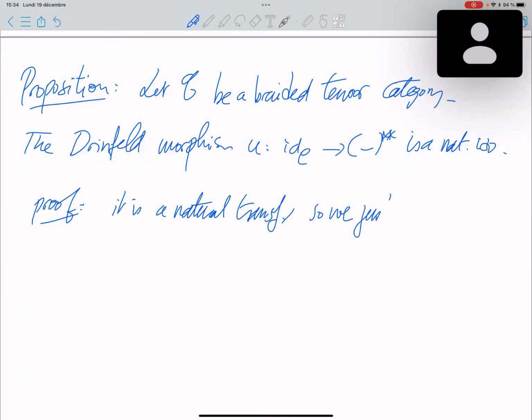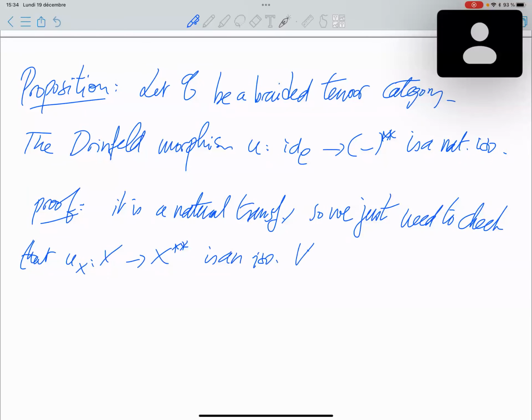So we just need to check that U_X is an isomorphism for all X in C. And it is enough to prove it for X simple.